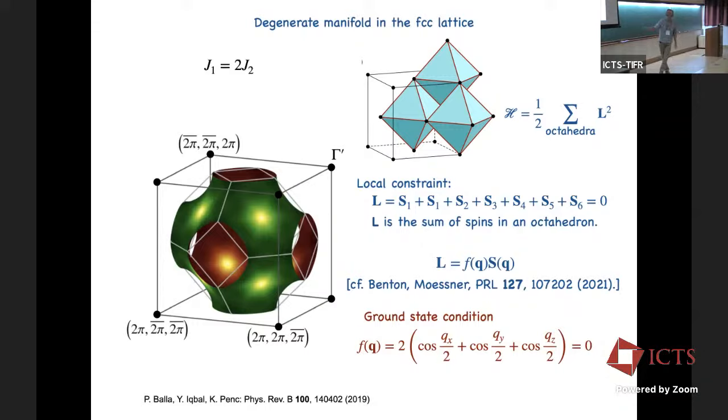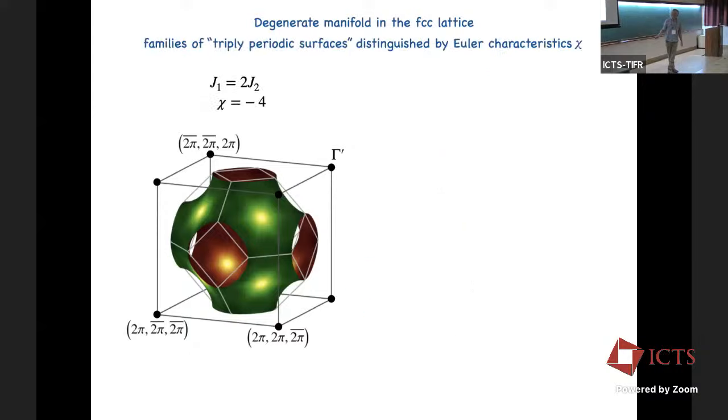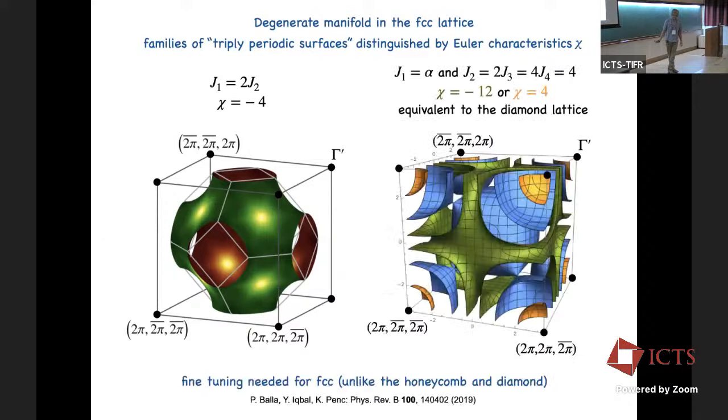And this is something similar to what Owen and Roderick did for the Kagome lattice recently. If we do this Fourier transform, we get the ground state condition that this equation needs to be 0. This is an equation in Fourier space, and if we solve it, we get this surface here. It is not the only surface that we can draw. There is another family of surfaces, and that is realized if we introduce additional hoppings.